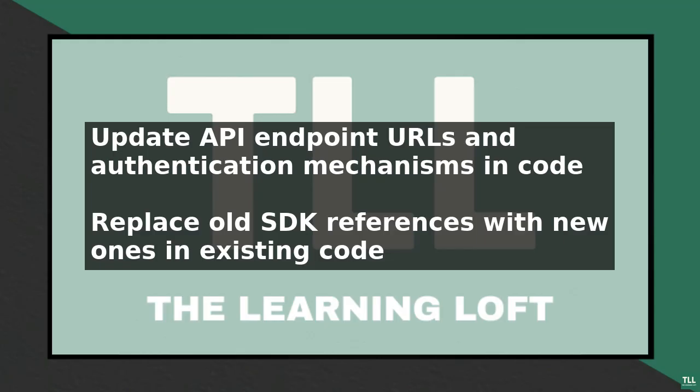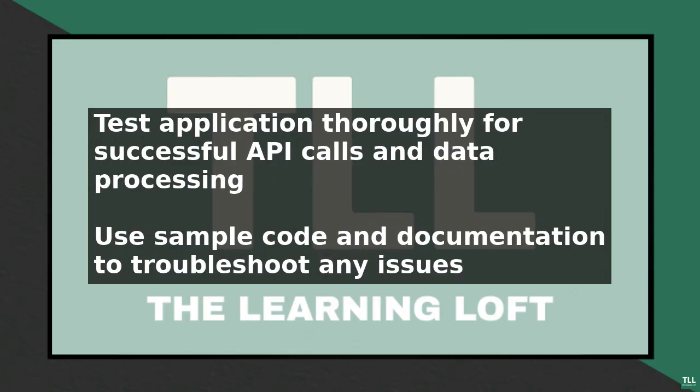Best practices for upgrading the Bill.com API SDK include testing in a non-production environment first, using version control to track changes, and monitoring your application's performance after the upgrade. It is also essential to stay up to date with the latest SDK versions and security patches to ensure the security and integrity of your application.